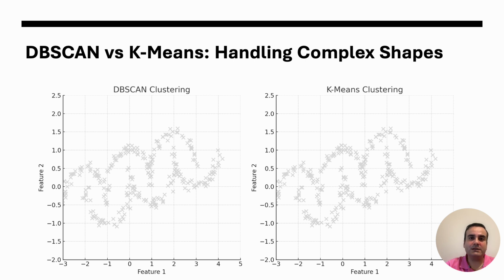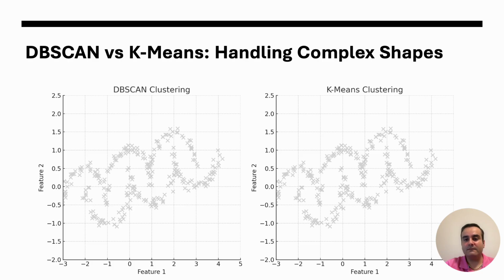This animation shows a side-by-side comparison of how DBSCAN and k-means behave on crescent-shaped data. On the left, we see DBSCAN. It correctly identifies the crescent shapes by clustering based on density. Points close together naturally group, even though the shapes are complex and curved.